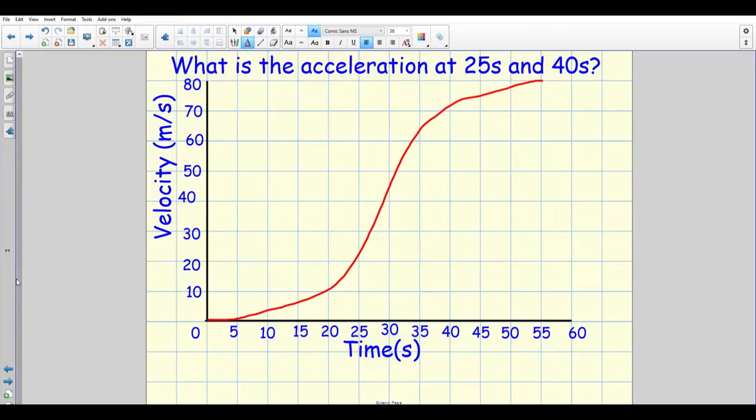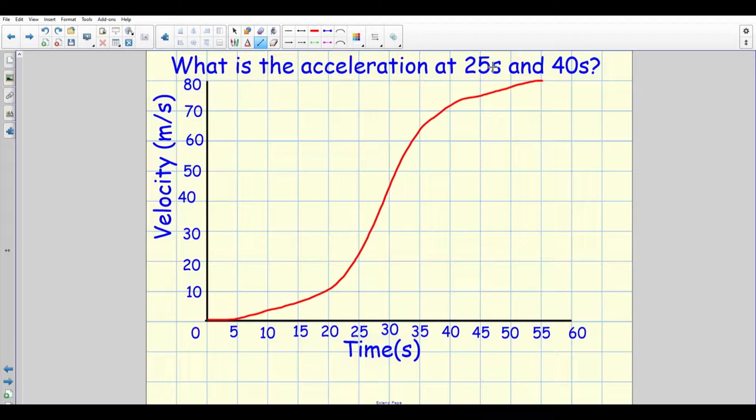Okay, so we've moved on to a velocity time graph now, and we've been given a curve. And the problem with a curve is you can't just look at it and say this is the speed straight away, or this is the acceleration. It's difficult because the gradient is constantly changing, so you need to work out what the gradient is at a certain time.